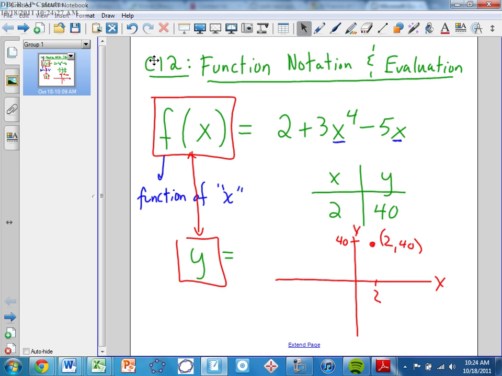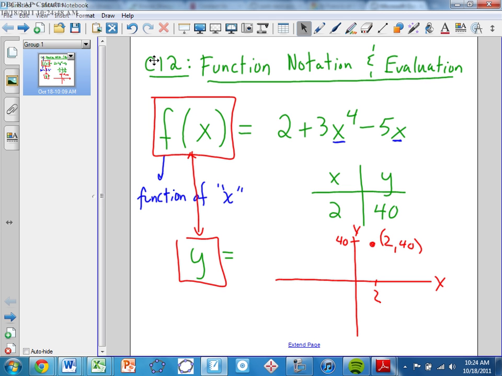Now, what does that tell me about this? The 2 really represents the width of the function. Over 2, up 40. Again, it's always x and then y. Maybe I said it backwards, sorry. Over 2, up 40. So the 2 is representative of the width.